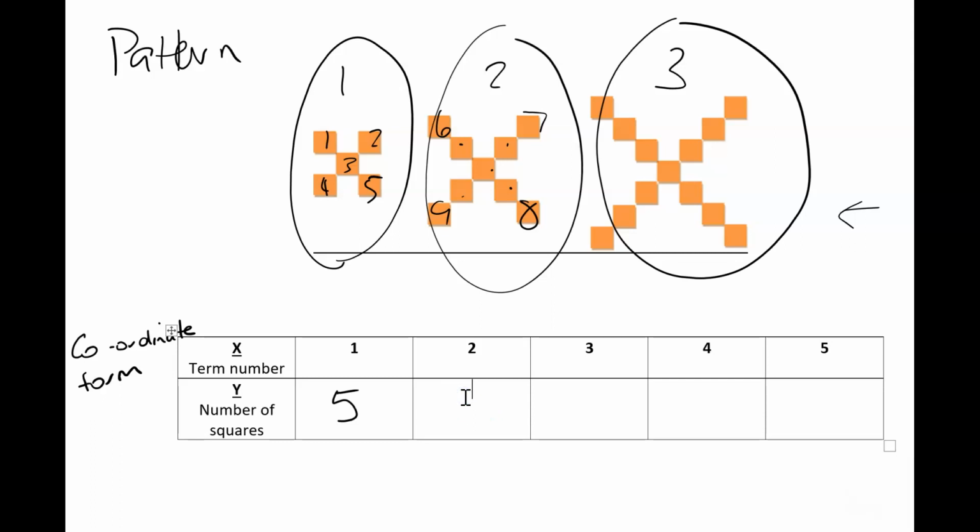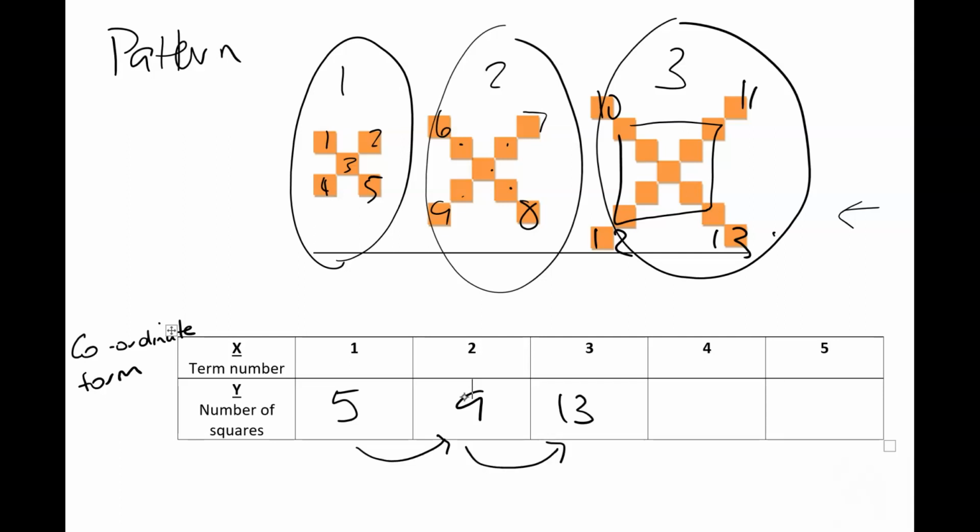Why is it not writing? 9. Our next one, we've got our original 9 again, and we've added 4 more. So it'd be 10, 11, 12, 13. We haven't drawn the 4th one or the 5th one, but we should be able to predict how many squares are in them just by looking at the pattern.